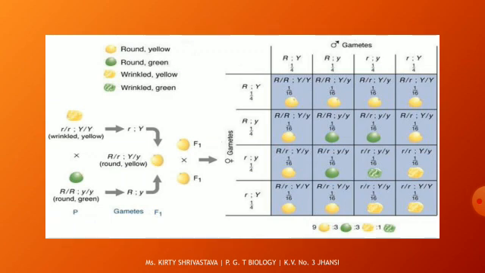depicted in this figure, which indicates that the offspring produced in F2 generation had a phenotypic ratio of 9:3:3:1.